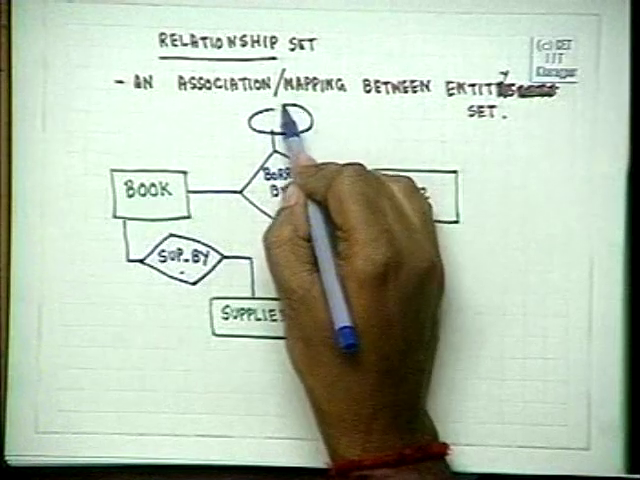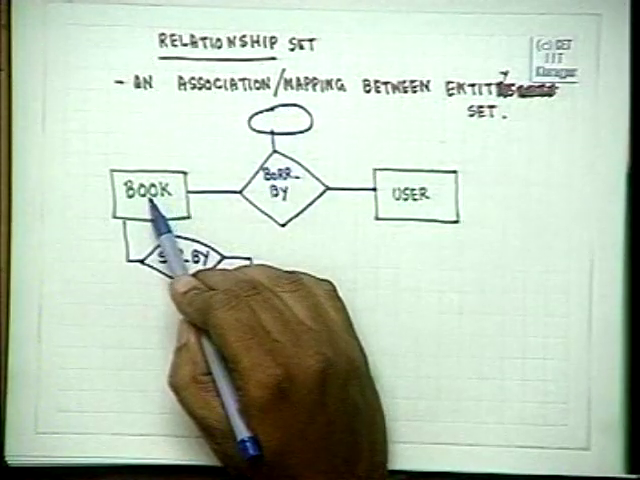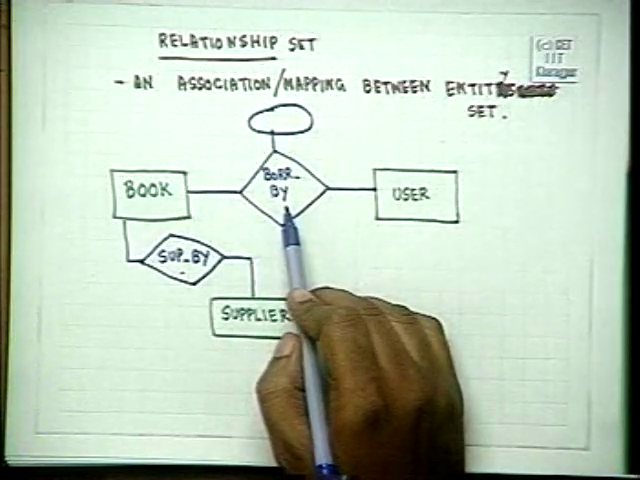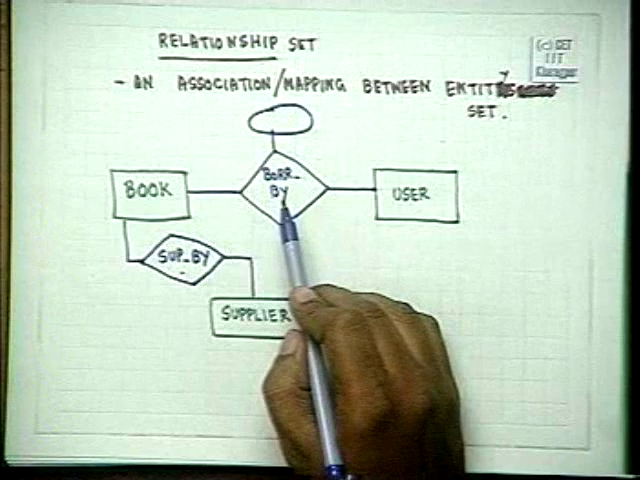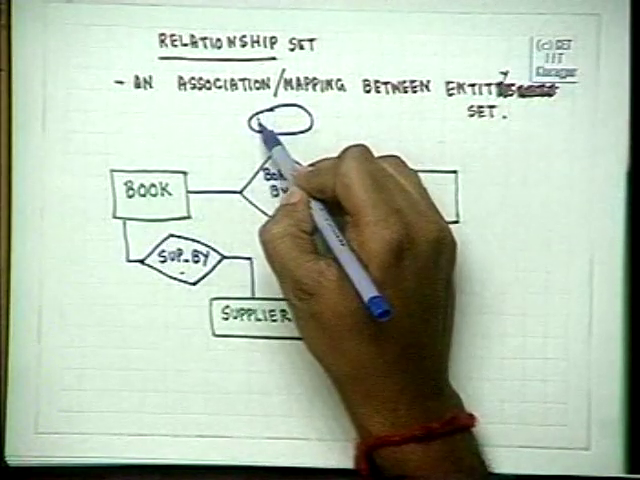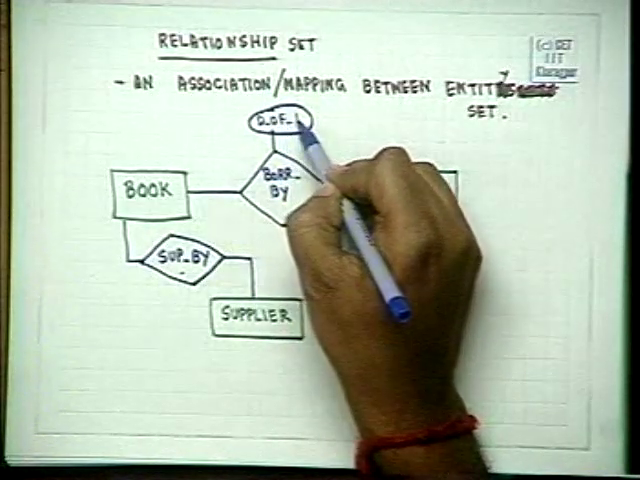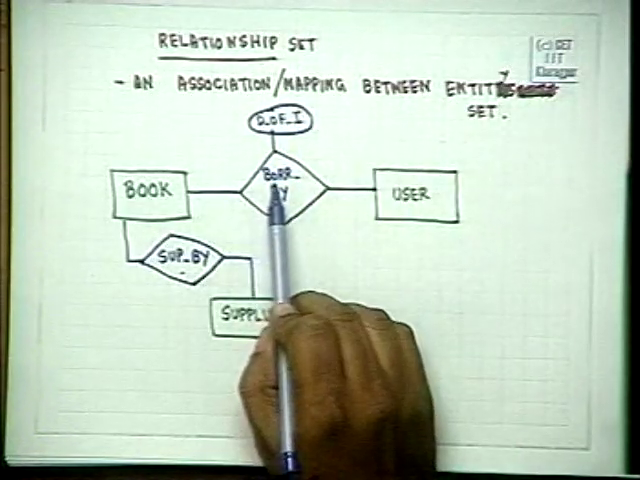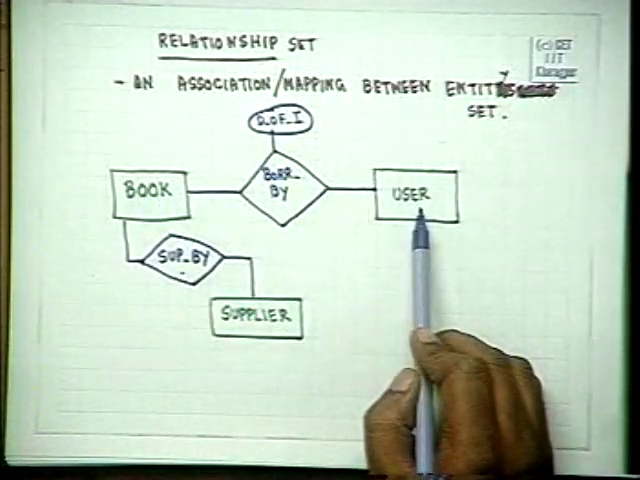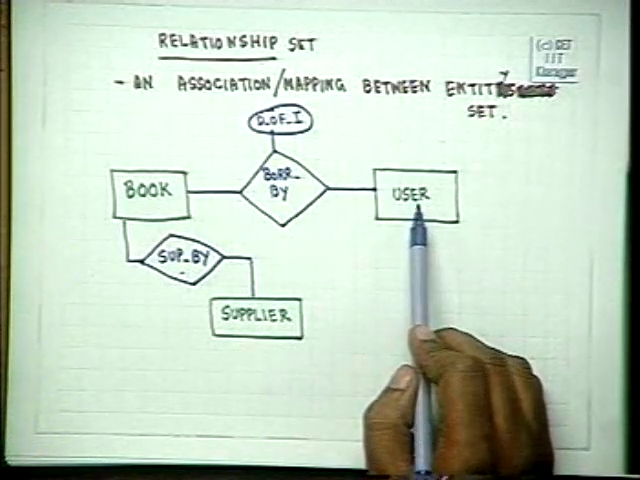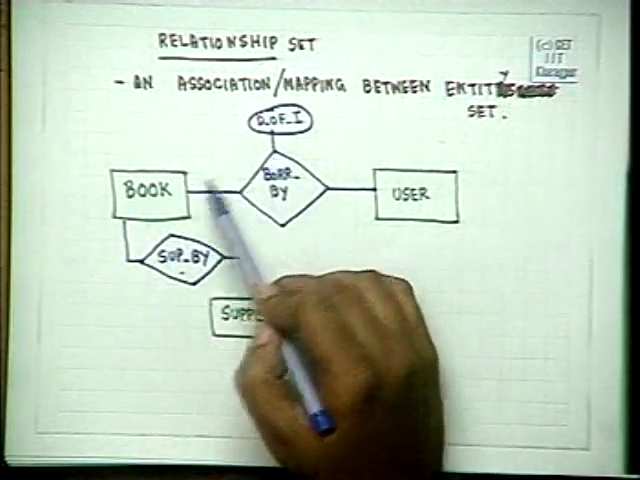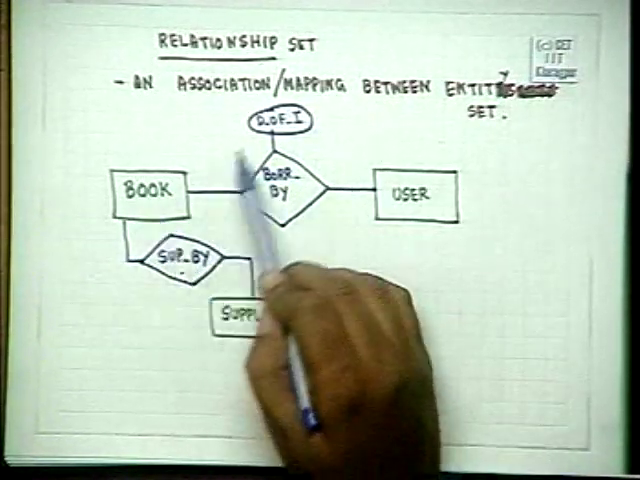Moreover, other than the attributes of the book and the user, a relationship may have its own attribute, an attribute which corresponds to this relationship and this relationship alone. For example, date of issue may be an attribute which is not an attribute of the book, nor is it an attribute of the user, because the user may have issued 5 books. Whereas for this particular relationship, this attribute is there.